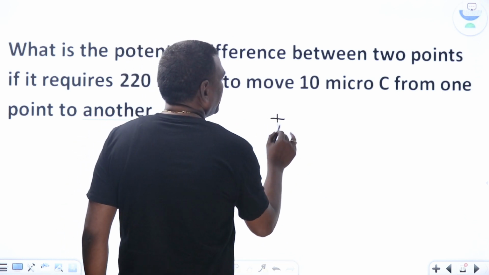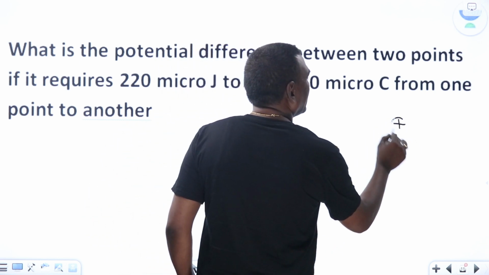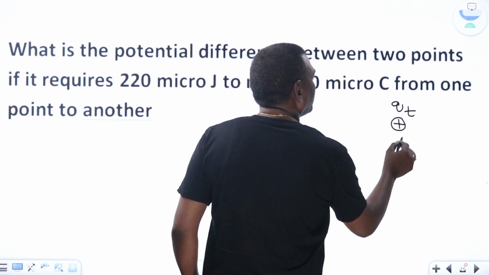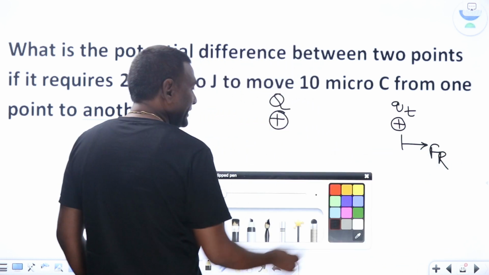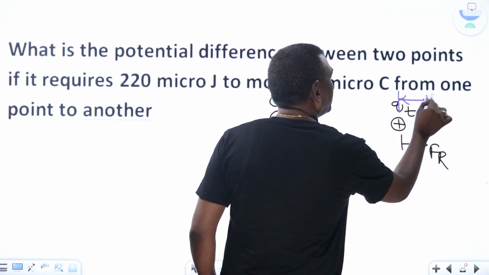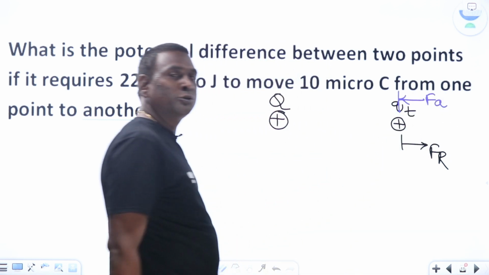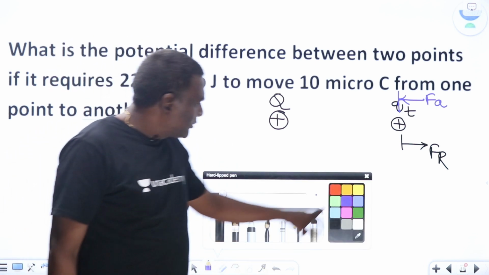In our previous session, what did we discuss? This is the main charge and this is the test charge. For this test charge, some repulsion force will be there, and in order to make it stable there, we have to apply some force in the opposite direction, whose magnitude should be exactly equal to the repulsion force. Then the stable point will come.